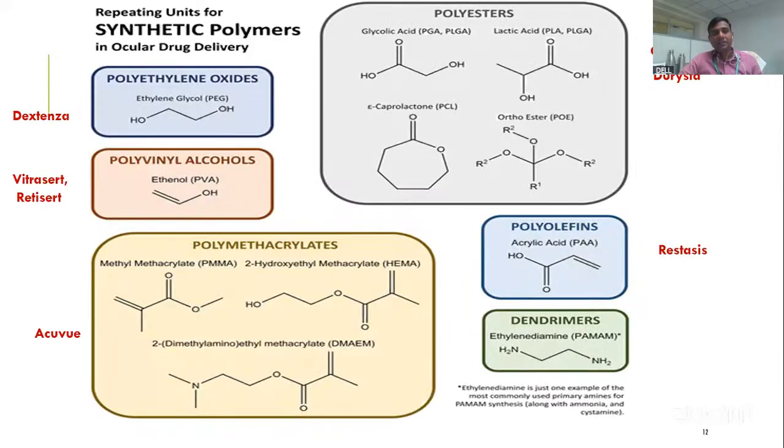So in this regard, different synthetic polymers are used for development of ophthalmic drug products. In this slide, I would like to show you the different groups of synthetic polymers approved for ophthalmic use. These are different products already available in the market, but this one is not approved by the FDA for ophthalmic use, though people are using it in research for ocular drug delivery.